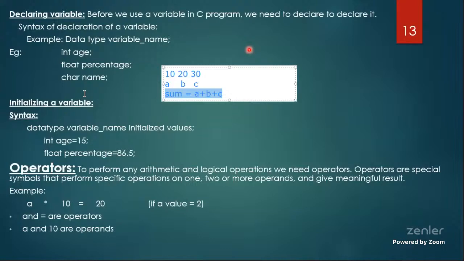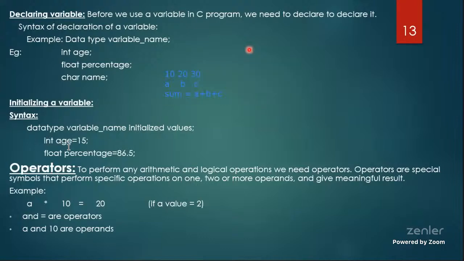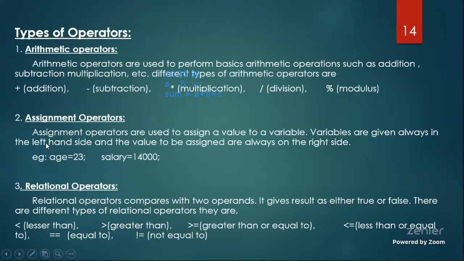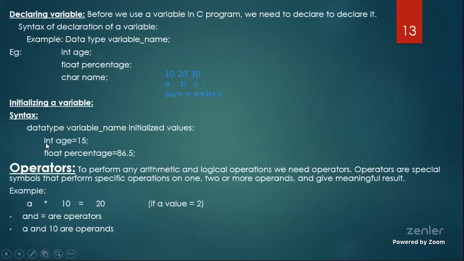Please mute. Please mute. So this is what declaring variables. Now initializing a variable. What is initializing a variable? Initializing means we are assigning a value. Okay, assigning value. For example, let us go through it. Data type, variable name, initialized value. For example, int age. One second, please mute someone.